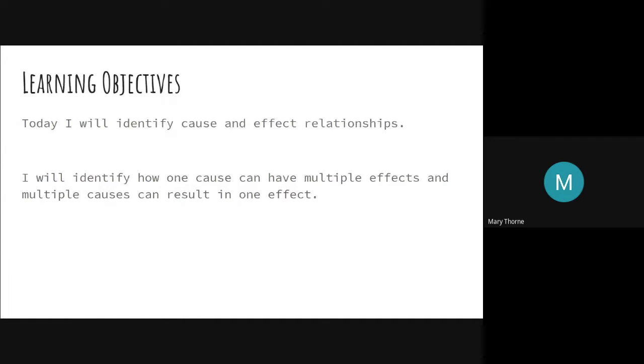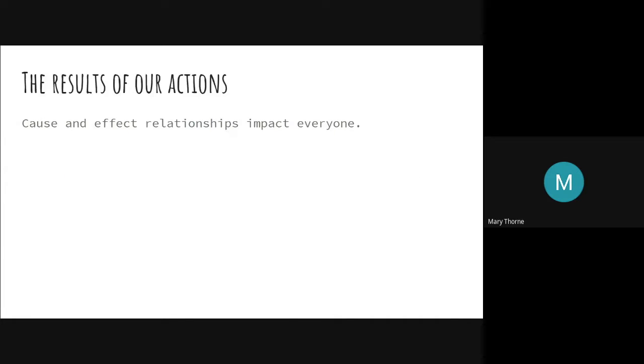Today we are going to identify cause and effect relationships, and I will identify how one cause can have multiple effects and how multiple causes can result in one effect. The results of our actions. Cause and effect relationships impact everyone. And as you read in the article yesterday, Thanos' actions really had an effect on the people around him, and it can have an effect on our ecosystem as well.